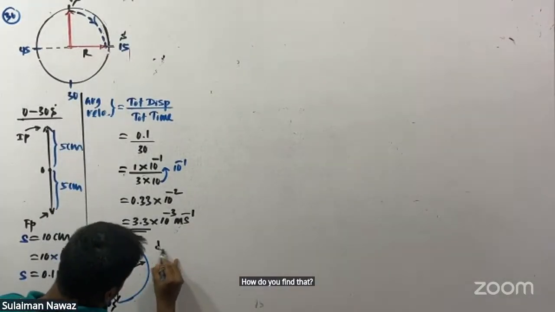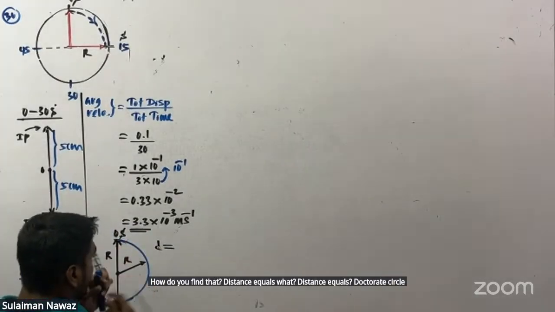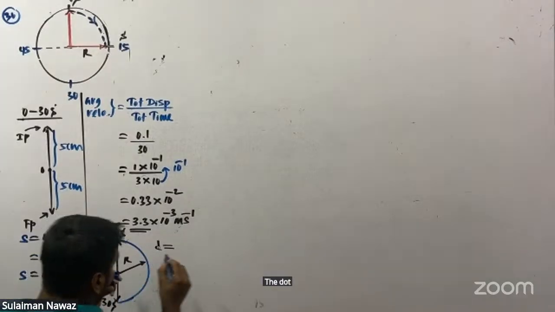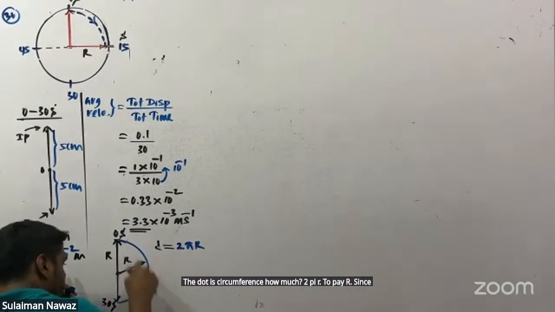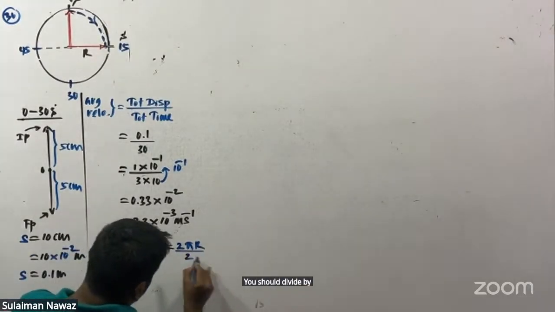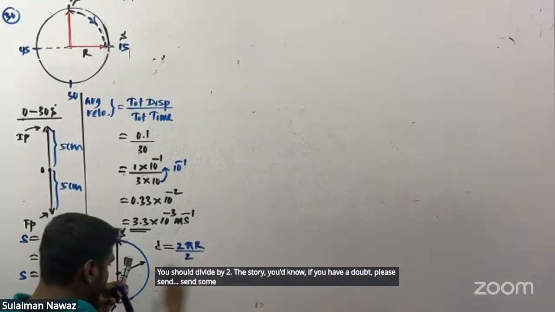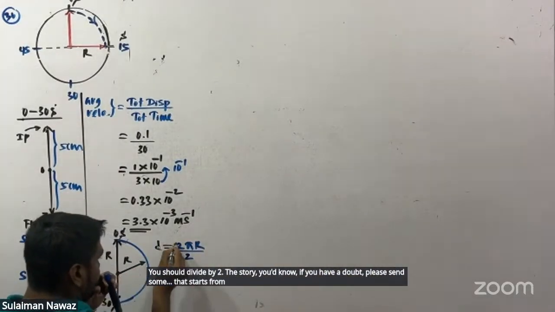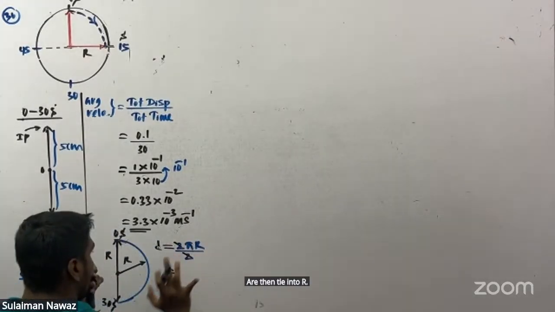Distance equals what? The total circumference is how much? 2 pi r. Since it's half a circle, you should divide by 2. If you have a doubt, please just ask me. I will help you. Then it is pi into r. Pi means how much? Pi means 22 over 7.